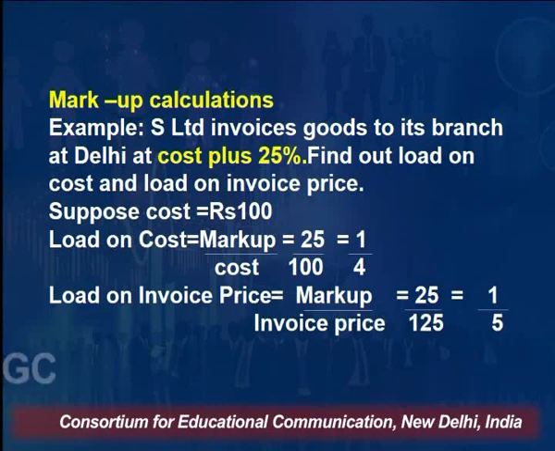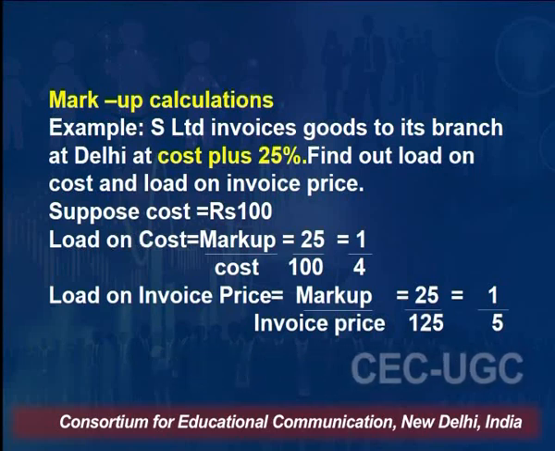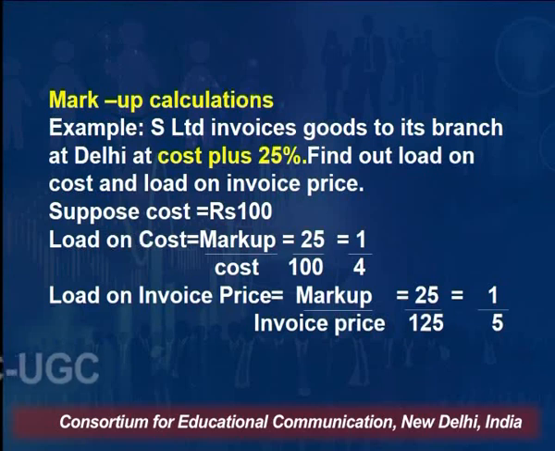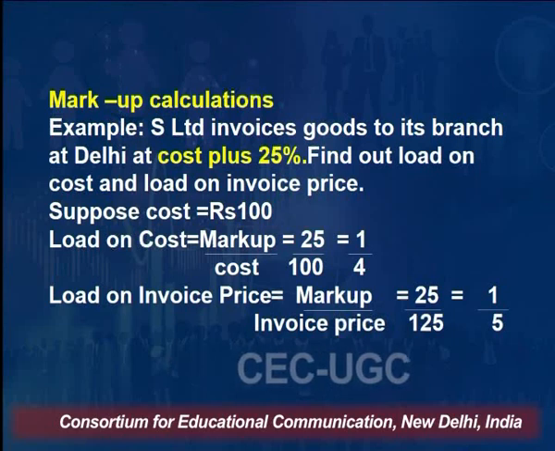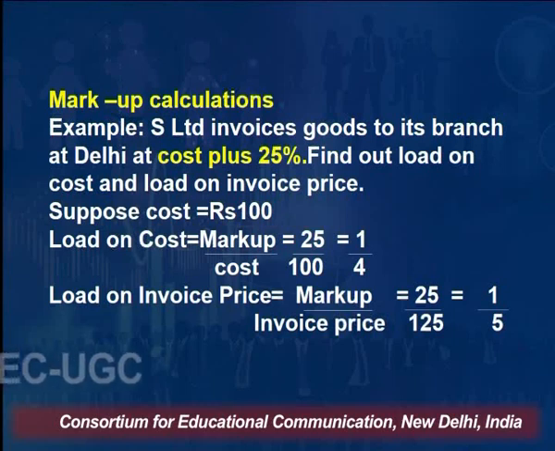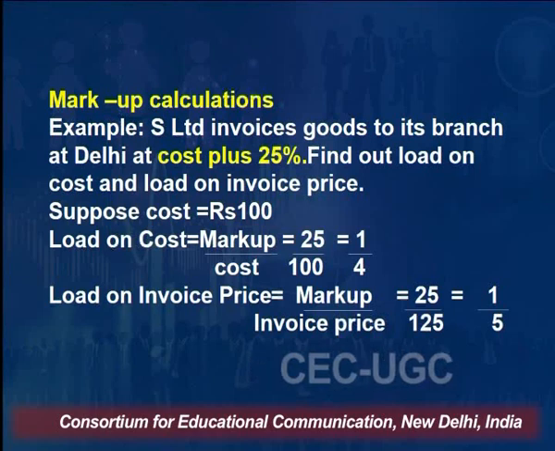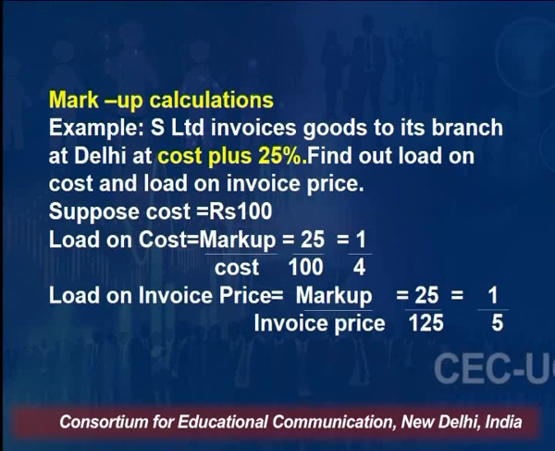So this is 1/4. How to calculate the load on invoice price? If you need to calculate the load on invoice price, the formula is markup upon invoice price, and this is 25 upon 125. How do we get this invoice price? If your profit percentage is 25 and the cost is 100, the selling price or invoice price would be 125. The fraction would be 1/5 in that case.